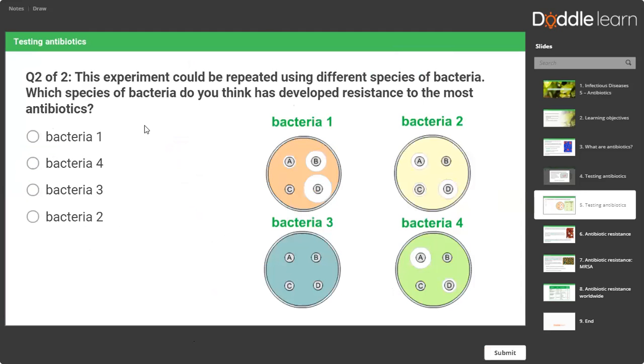And then this experiment could be repeated using different species of bacteria. Which species of bacteria do you think has developed resistance to the most antibiotics? Well, from this image that would be bacteria 3, because there is absolutely no zone of inhibition around any of those paper discs.